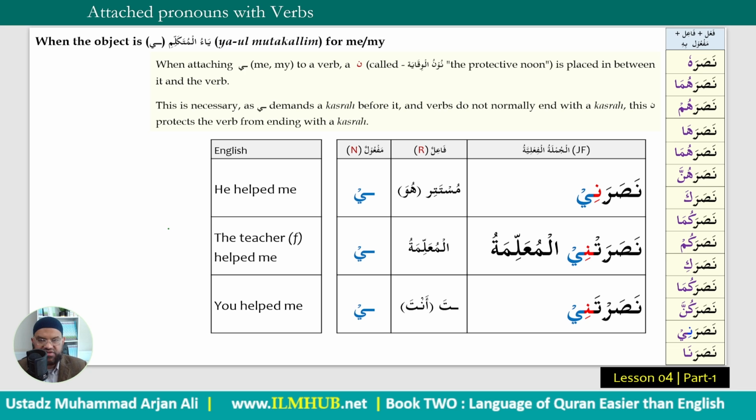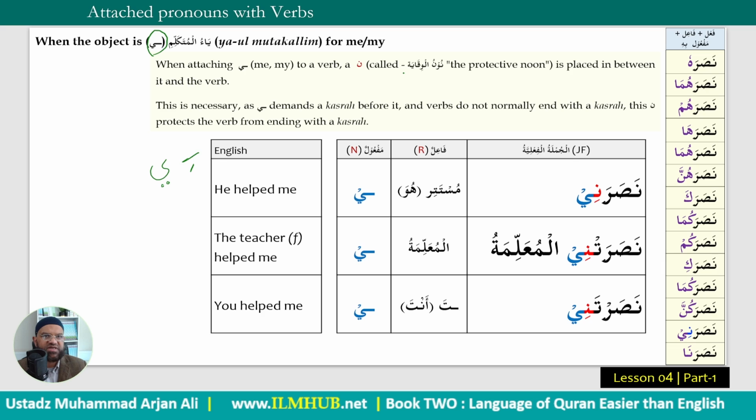A few changes occur to the attached pronouns due to phonetic reasons. They're not an actual change of the word, but for phonetic reasons we add bits and pieces. So the first one is with the ya mutakallim. Now, if you remember when we did this in book 1, lesson 7, 8, I mentioned that the ya mutakallim always prefers to have a kasra before it. So wherever you add it, you need to have a kasra before this ya, or the ya in general, it prefers that. So it's a natural flow of sound. So here I want to say nasara, then I want to say ya. Nasara-ya can't be said. So what happens in Arabic?